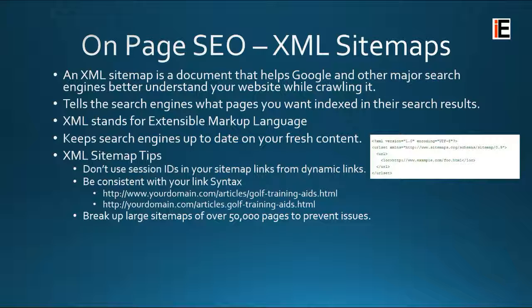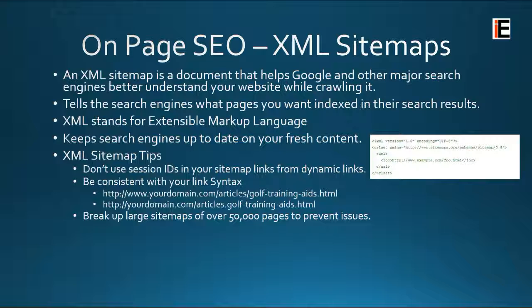That's what that means. So if you are creating an XML sitemap, be consistent. Make sure all your links start with www or they don't start with it. Just pick one and go with it. I'm not going to say one's better than the other, but just pick one and go with it. I'd go with www myself, but that's up to you.